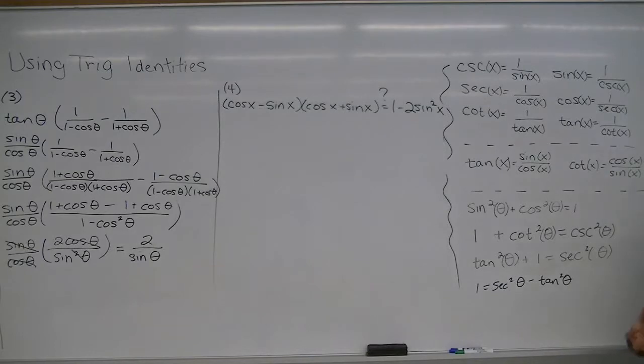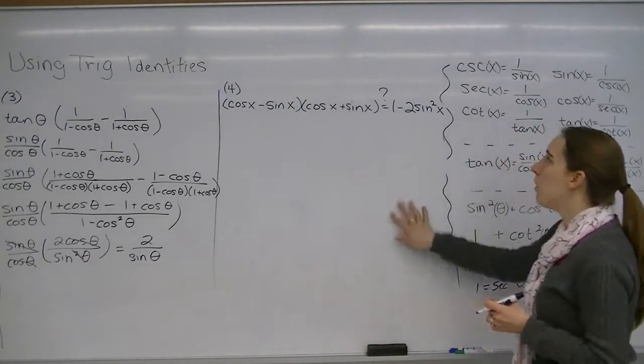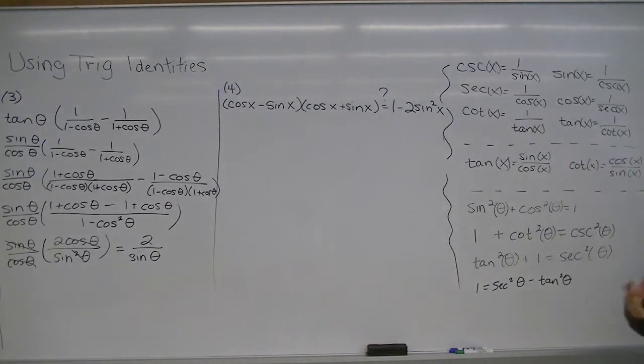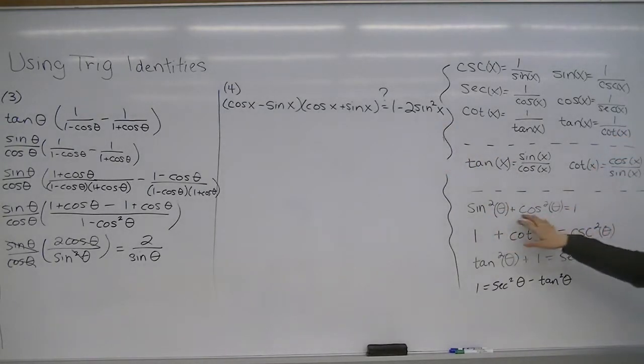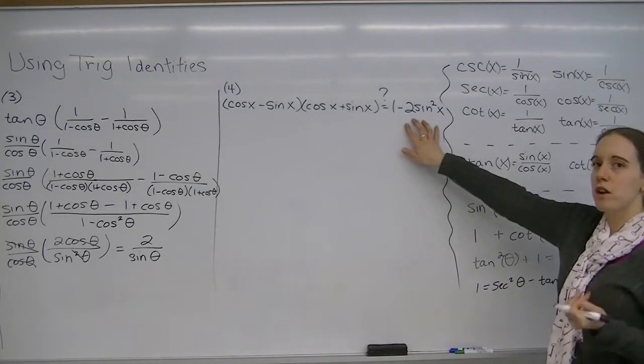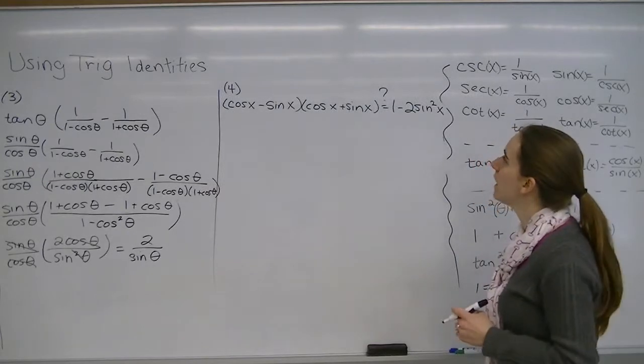So I want to manipulate either one side or the other and see if I can get them to be equal. So I noticed that this one has a sine squared, so I could do the same thing I did before and move the cosine squared and use 1 minus cosine squared. I'm not convinced that that's really going to help me though. This side already looks pretty simplified. So let's go ahead and multiply this side out, see where we can get.